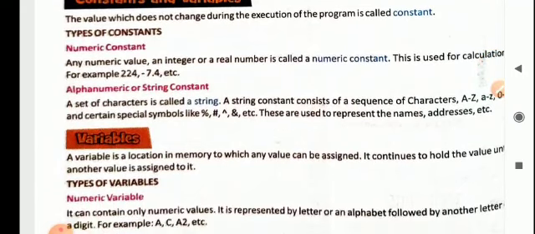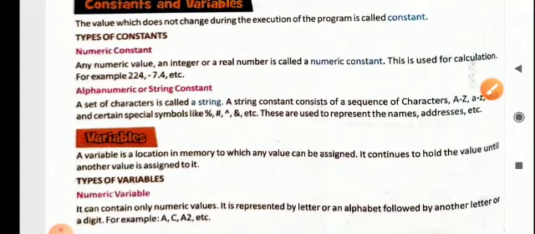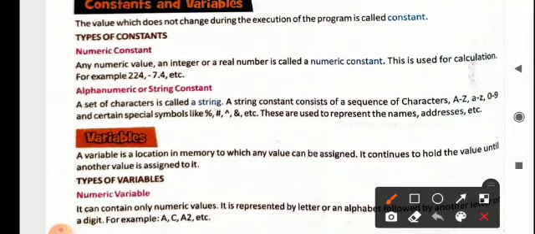Now what are the various types of constant? Numeric is for holding number values. Any numeric, that is integer or real number, is called a numeric constant. This is used for calculation. For example, 24, -7.4 etc. So -7.4 is a real number, and integers are without any decimal, that is 24, 35 and so on.